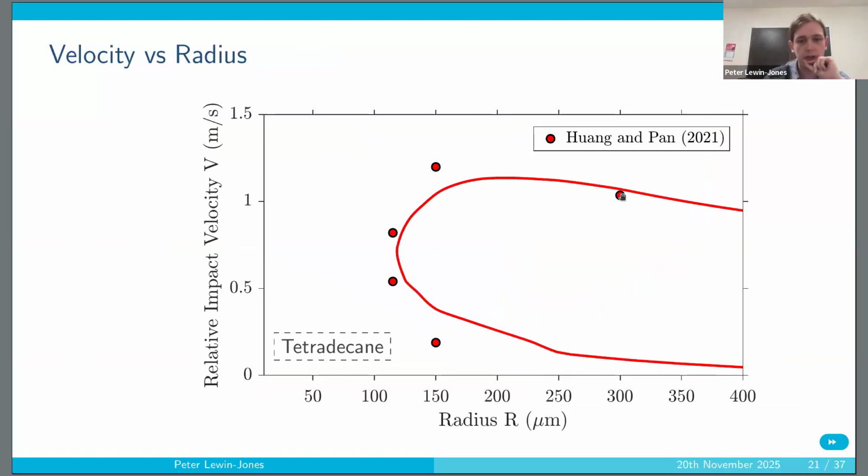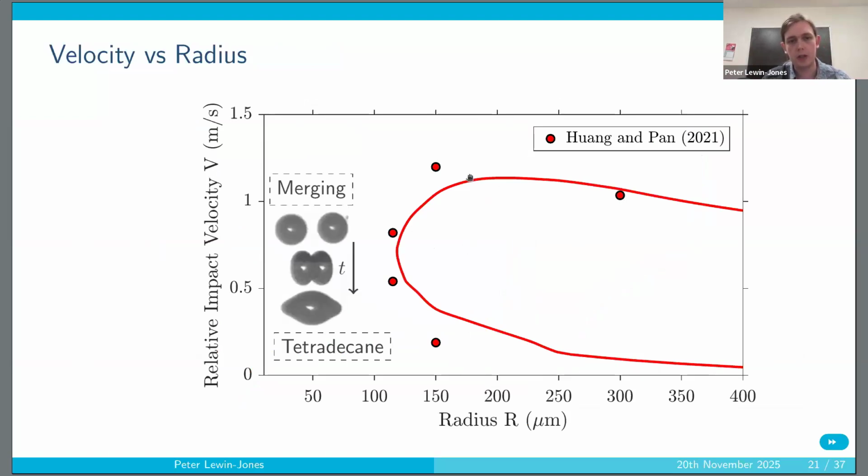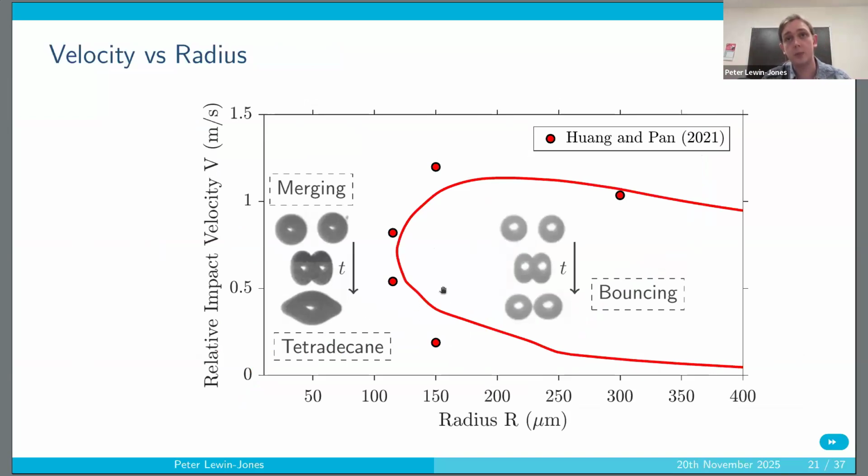So now what I've done is I've run a whole load of simulations for various different drop radii and impact speeds. Outside of the red curve is where the drops merge, inside is where the drops bounce. The red curve is where my simulations suggest that we change from bouncing to merging, and the red points are the experiments. And again, great agreement.